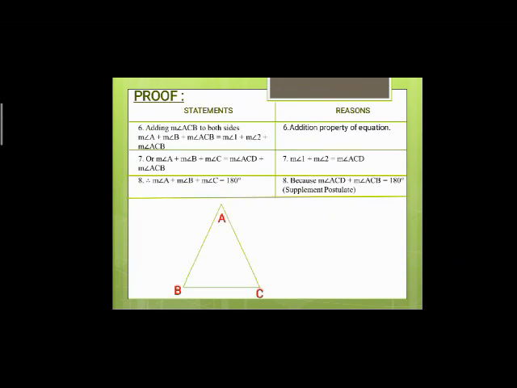Now we move further. Here we have our statement. Here we have a diagram again.